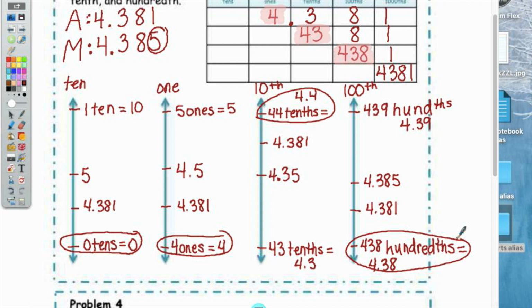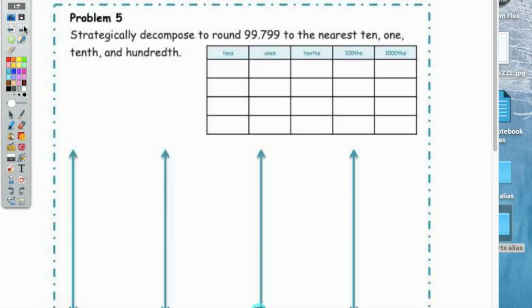So it's getting a little easier, maybe? Yeah. Okay. So what I want to do is skip to problem 5 because 4 is a lot like the one we just did. Okay? So let's skip to problem 5. And don't worry, we won't do all of these. Or we might. We'll see. So let's get it on the place value chart. 99 and 799 thousandths. That's a lot of digits. It's not that huge of a number though. It's not even 100.